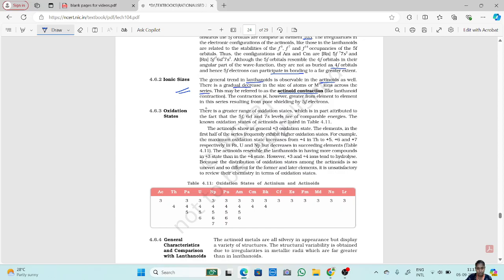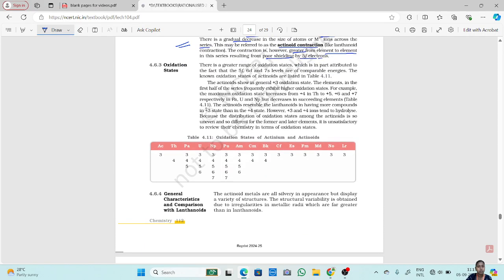Now, the contraction is however greater from element to element in this series. So actinoid contraction and lanthanoid contraction are similar. In lanthanoids it is lanthanoid contraction, in actinoids it is actinoid contraction. But here in actinoids, the contraction is greater from element to element. As you go along the series and the elements increase, the contraction also increases, resulting in poor shielding of 5f electrons.